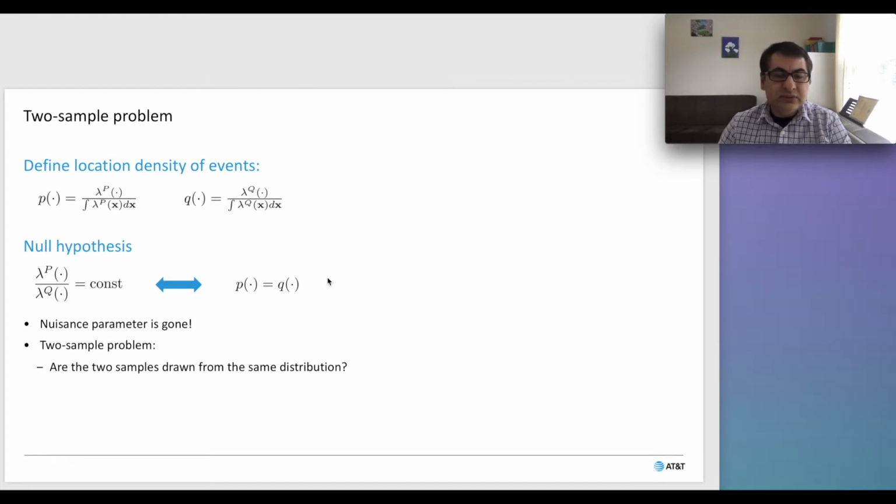So the nuisance parameter is gone, and we're left with a two-sample problem. And when I say two-sample problem, this is not the equality of means, but rather the question is whether, given two samples, we can determine that they are drawn from the same distribution.